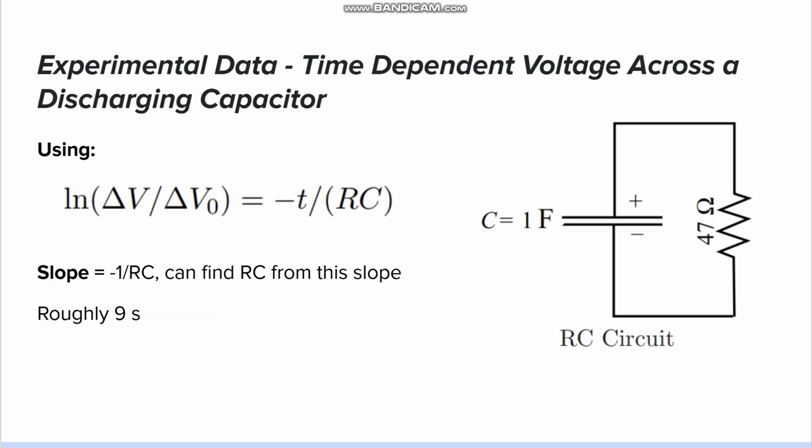Experimental data, time-dependent voltage across a discharging capacitor. Using the linearization equation seen below, the slope is equal to -1 divided by RC, and we can find RC from the slope, being roughly 9 seconds. To the right, seen there in the image, is the circuit created.